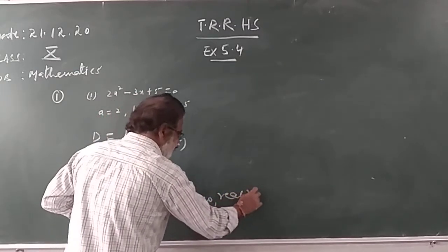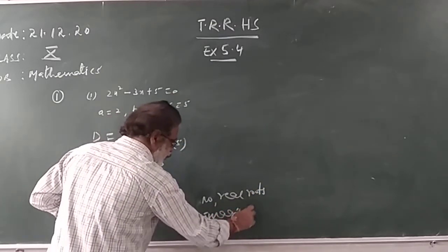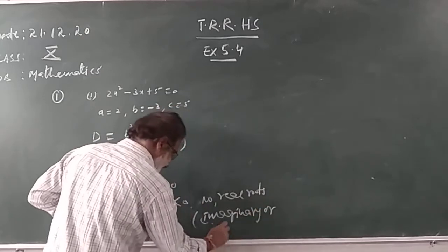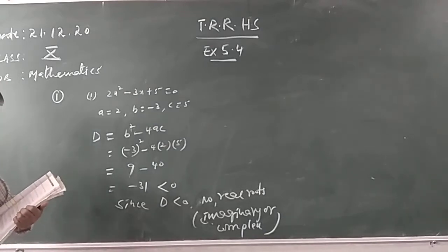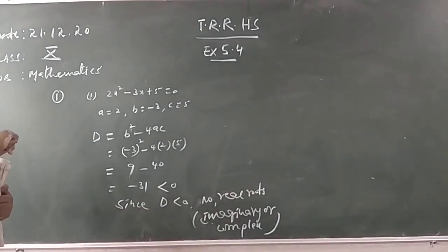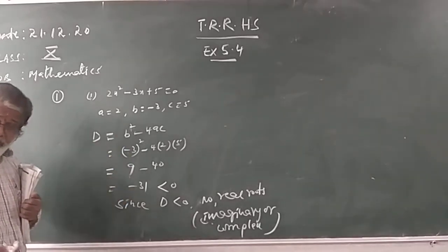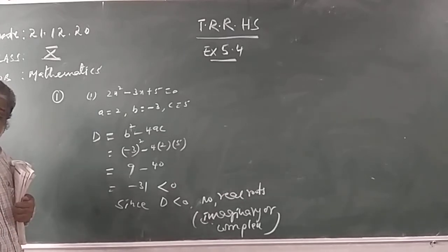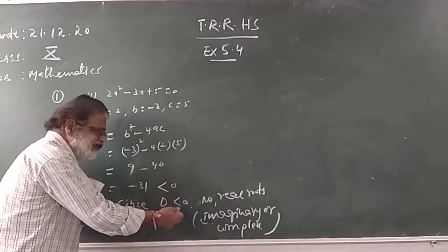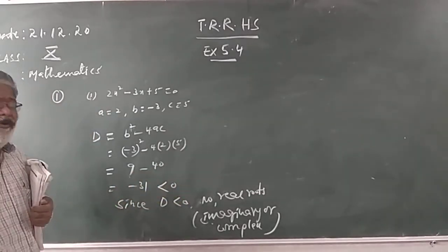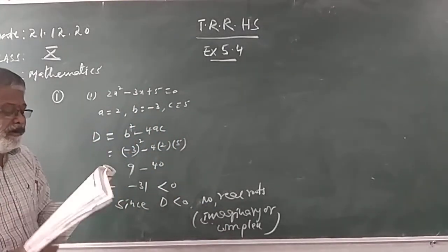No real roots. In the bracket, imaginary or complex, like this. Find the nature of the roots here. What did we do? We found the discriminant. Discriminant value we got is minus 31, a negative value. All negative values are less than 0. Since D is less than 0, it has no real roots. No real roots means imaginary or complex. Like this, you can comment on the nature of the roots.